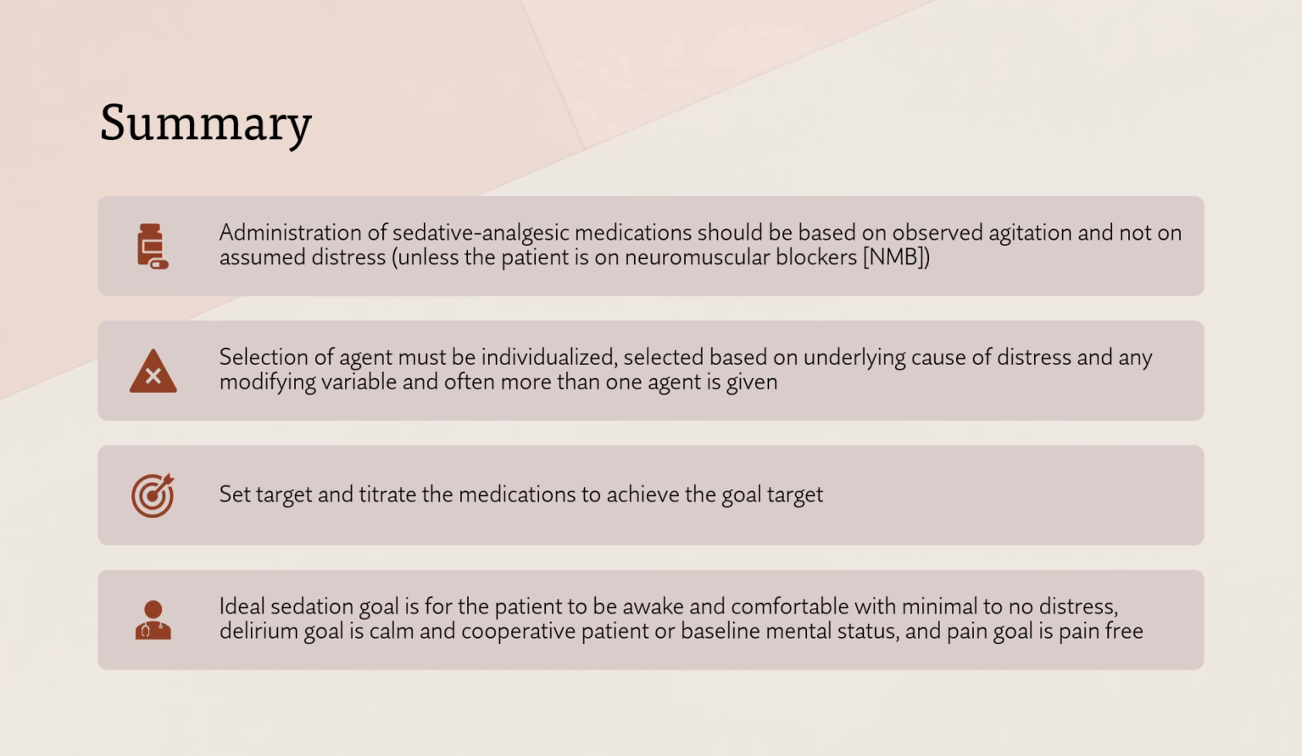To summarize, administration of sedative and analgesic medication should be based on observed agitation and not on assumed distress unless the patient is on neuromuscular blockers. Selection of agent must be individualized. The agent is chosen based on the underlying cause of distress and presence of any modifying variable, and often more than one agent is needed. Then set a target and titrate the medication to achieve the goal. Ideal sedation goal is for the patient to be awake and comfortable with minimal to no distress. Delirium goal is a calm and cooperative patient or a patient who achieves baseline mental status, and pain goal is a pain-free condition.